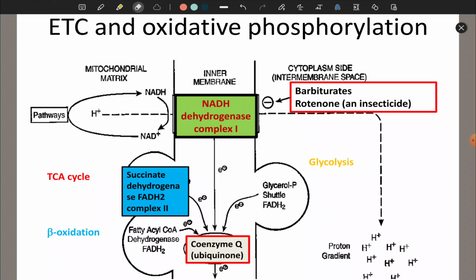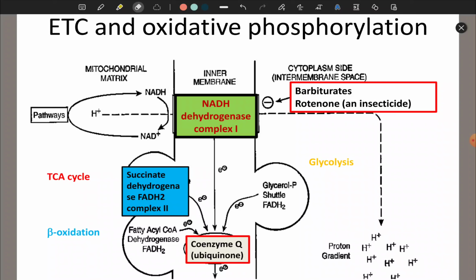Okay? How? For example, in the TCA cycle, FADH is generated by the enzyme succinate dehydrogenase, which is complex 2. This enzyme makes FADH, and FADH gives its electrons to coenzyme Q, bypassing complex 1. Also, this is present in the TCA cycle.